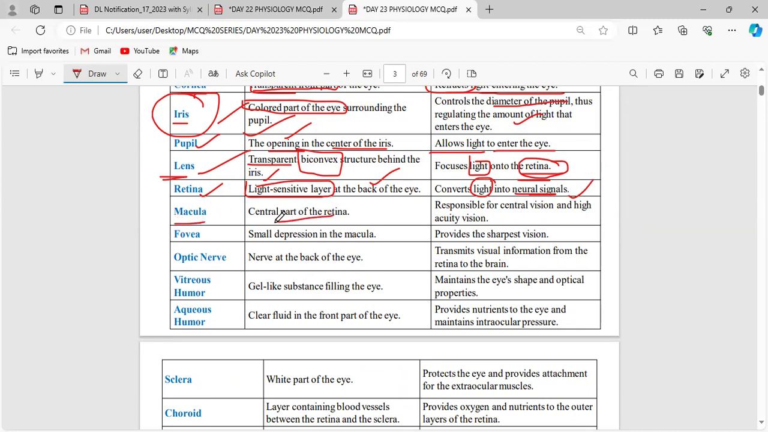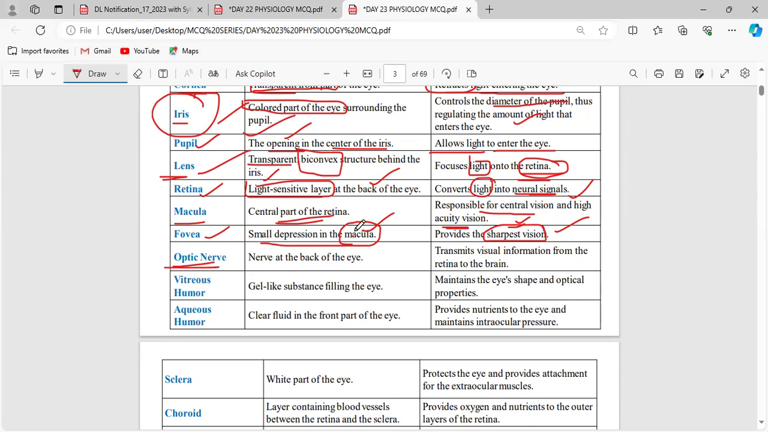Now, what is the macula? It is the central part of the retina. The macula is responsible for central vision and high-acuity vision. The vision has to be crystal clear, and that is maintained by the macula. What is the fovea? It is a small depression in the macula. And the function of the fovea is to provide the sharpest, clearest vision.